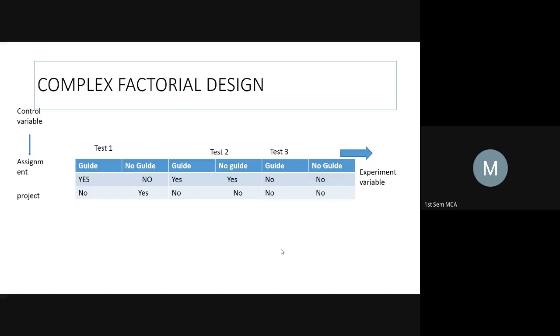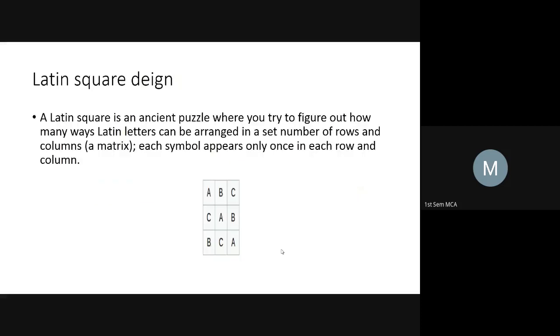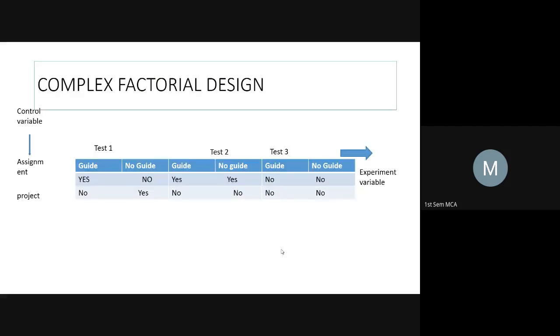So in this case, the number of experimental variables are more, and if the number of control variables are more than 2 and the number of levels are more, then it is called a complex factorial design. A factorial design with only 2 factors is called a simple factorial design. A factorial design with 2 or more factors is called a complex factorial design. So this is all about factorial design.